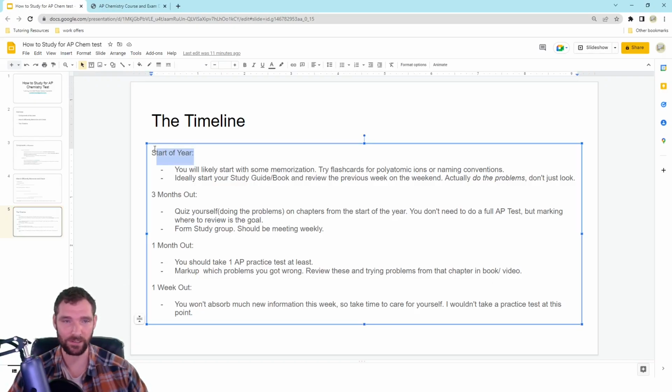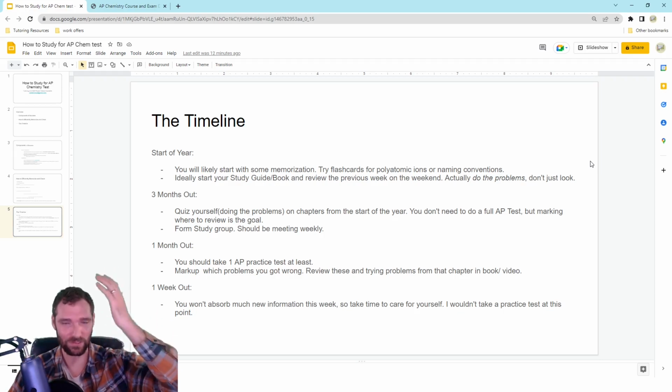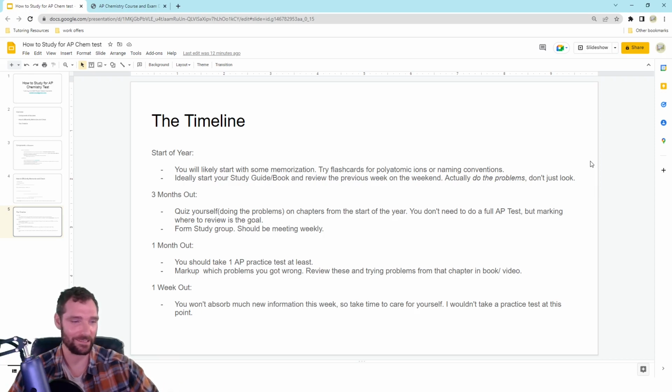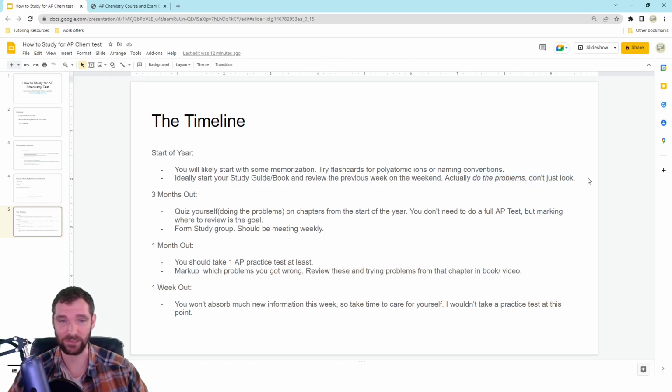So if you're early on in the year, you really should just be kind of memorizing and working a little bit on some problems, but make sure you actually do the problems. Don't just look. This is crazy to me how many students will just look at answer keys and they'll be like, "Oh yeah, I know that." If you're anything like me, you know that when you look at the answer key, you're like, "Yeah, I understand that," but you may not be able to do the problem on your own. So we want to make sure we can actually do the problems on our own. So don't just look at the answer key, actually do them.